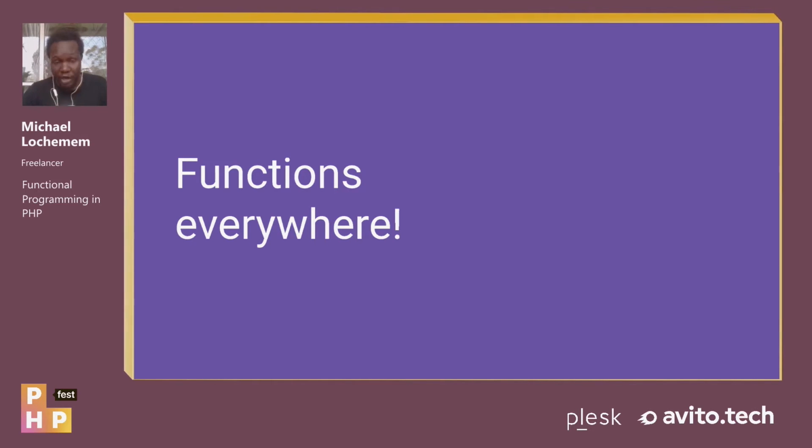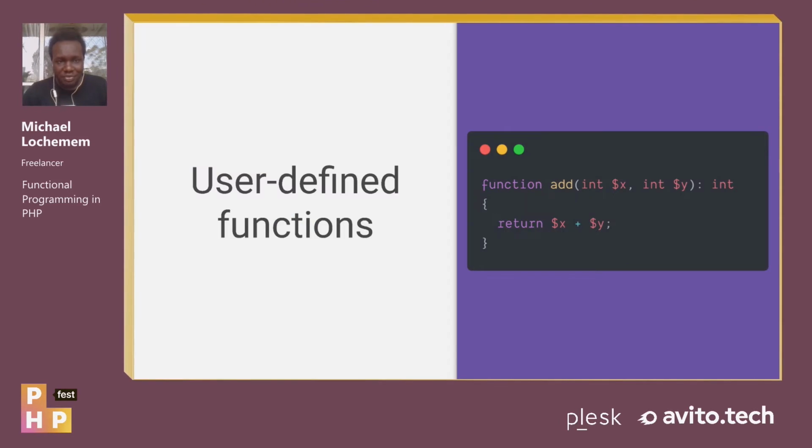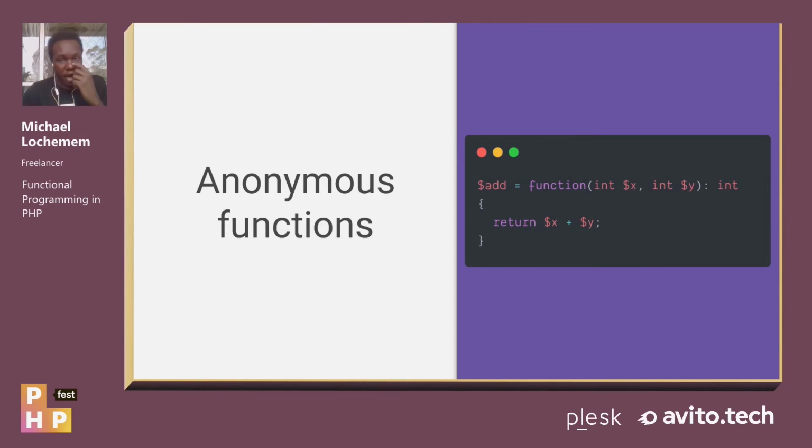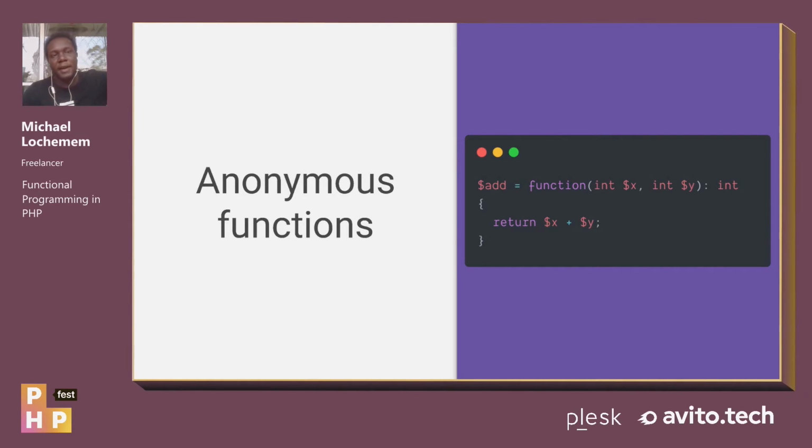So there are functions everywhere in the PHP ecosystem. You have user-defined functions like this: add, which takes two parameters and returns the sum of the said parameters. You have anonymous functions, lambdas, that pretty much can do the same thing, but are great because of their inline value. Basically, if you have a higher-order function and it takes a function as an argument, then these are great for that purpose.